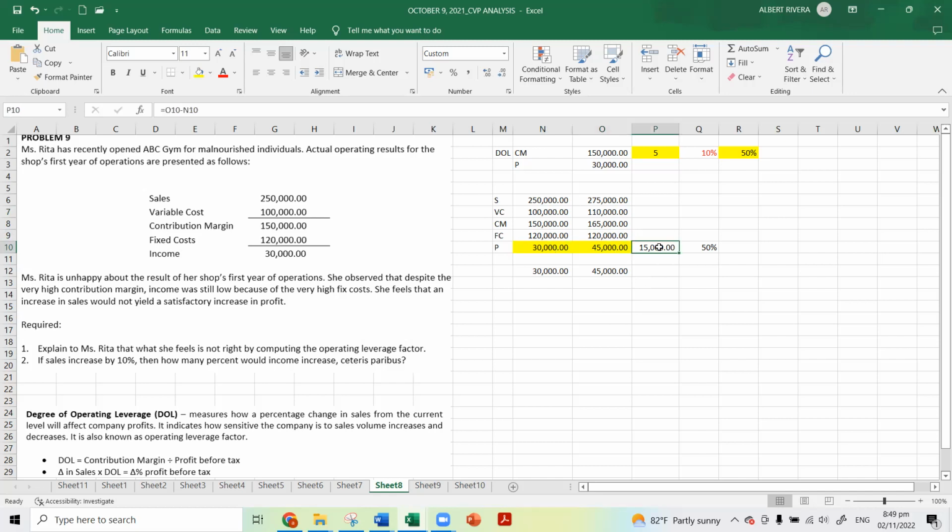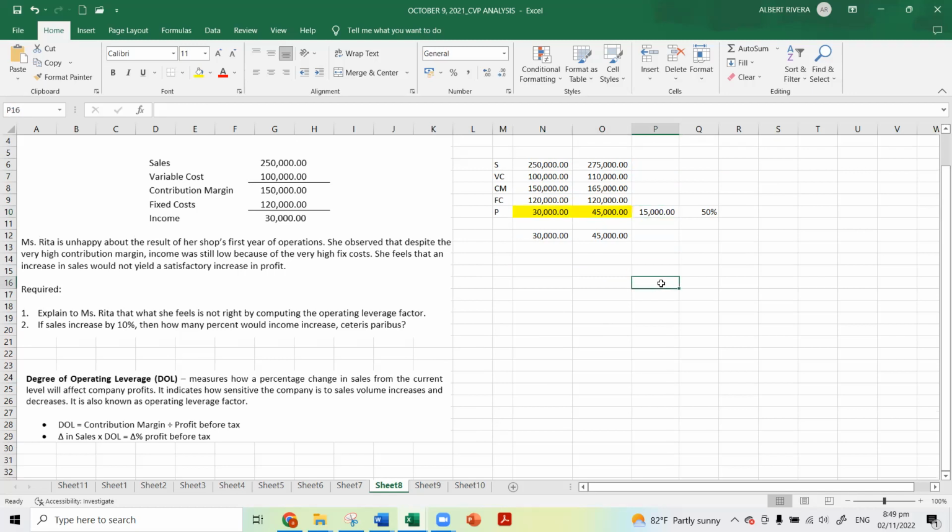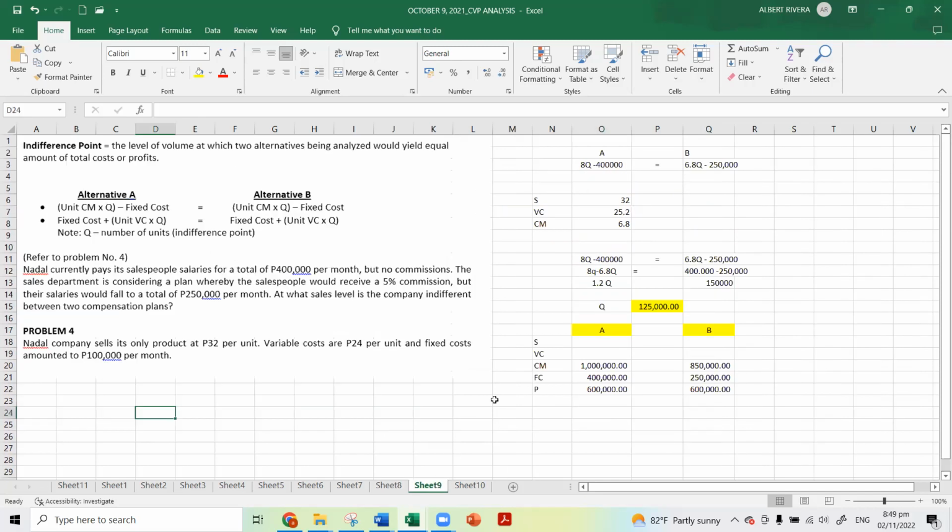And that 15,000 represents what? That represents a 50% increase in net income. Okay? So that is your degree of operating leverage. And the last item here is the indifference point. So the indifference point is the level wherein choosing any of the alternatives will give you no advantage over the other.